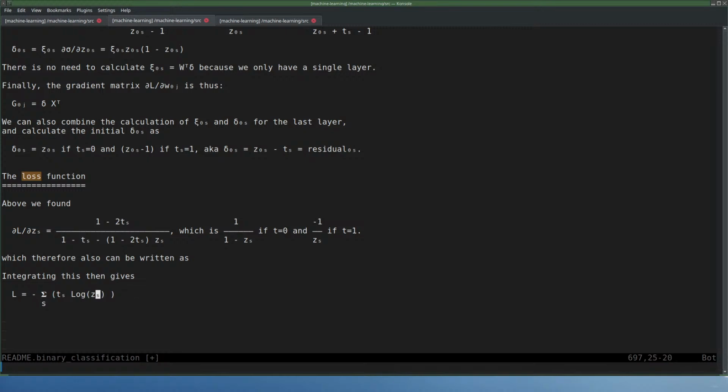Let's remove that. And then plus, I don't know, 1 minus t. So this is 1 when t equals 0, and 0 when t equals 1, so that's good.